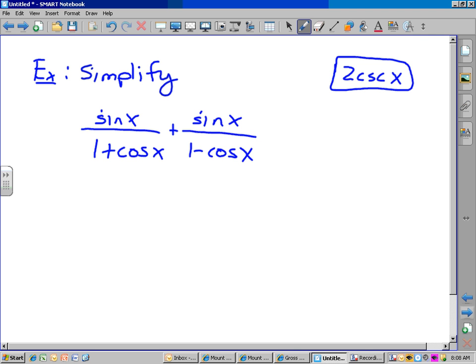Ready to do it? Can't guarantee it's going to happen every time, but when you have 2 fractions, what do you think we're going to need to do? Combine. Okay? So let's combine them. We need to make the bottoms the same. So what common denominator are we going to use?